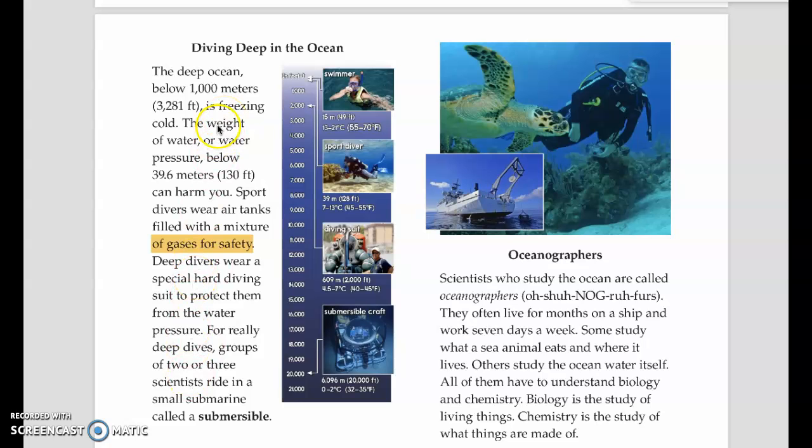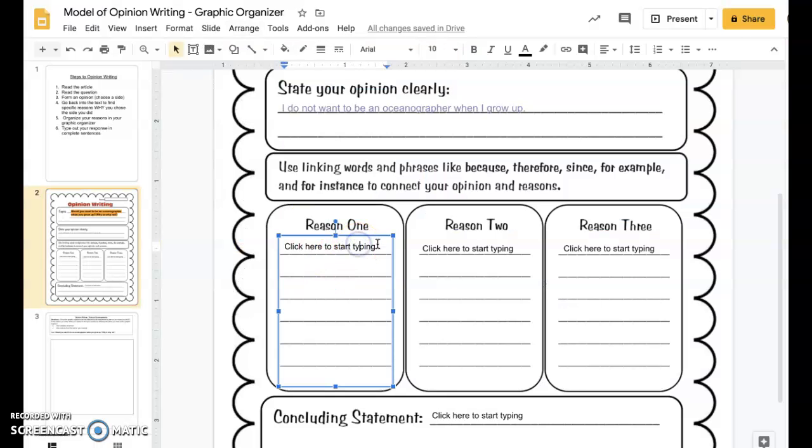Okay, these are not 3 different reasons. Not because the water's cold, the water pressure, and safety. This is all one reason. It's because they might have to deep dive. So that's what I'm going to put for my first reason.